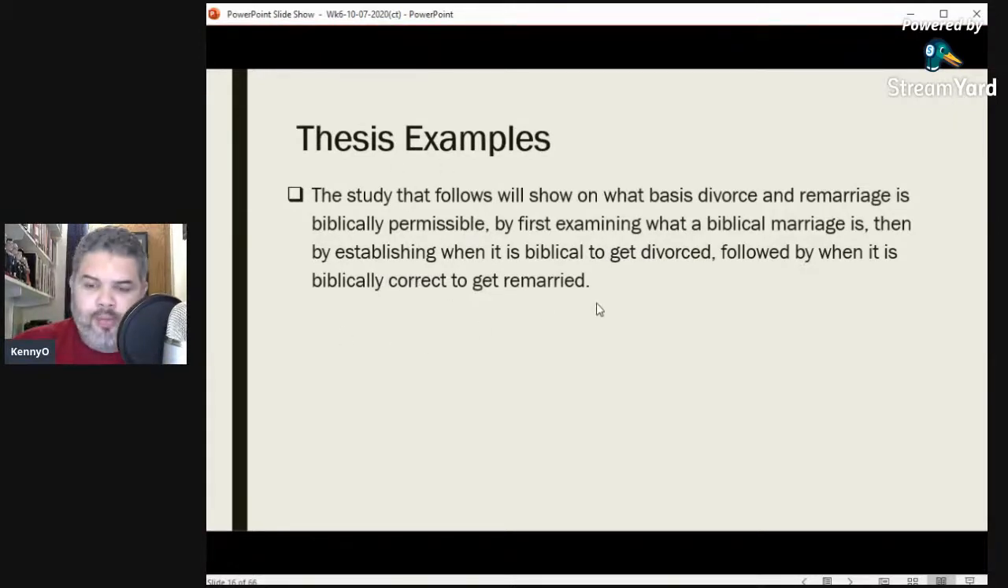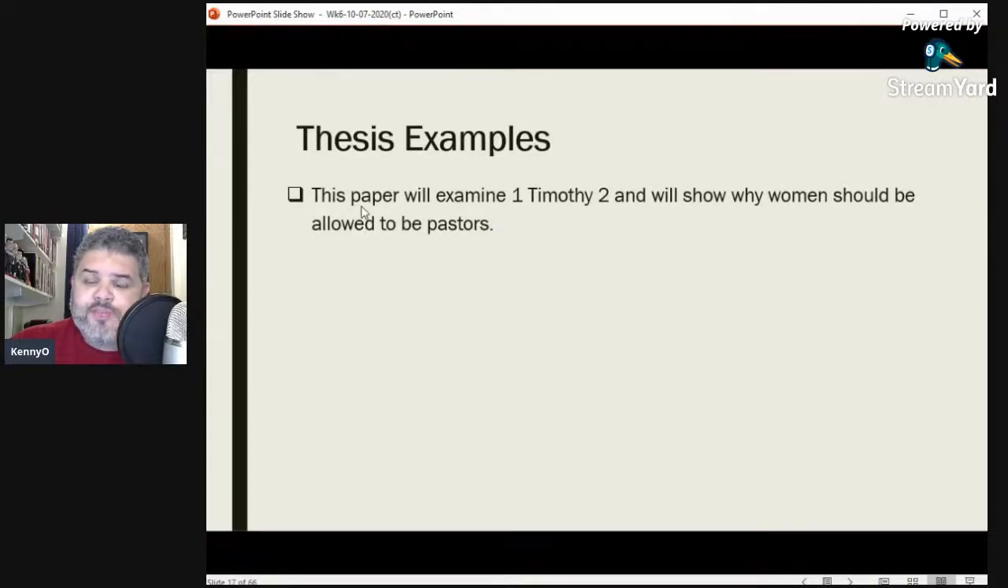It was a really good paper. Another one: "This paper will examine 1 Timothy 2 and will show why women should be allowed to be pastors." Very clear thesis statement, right?